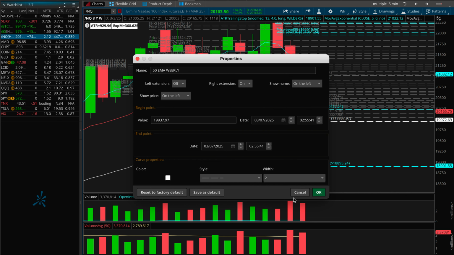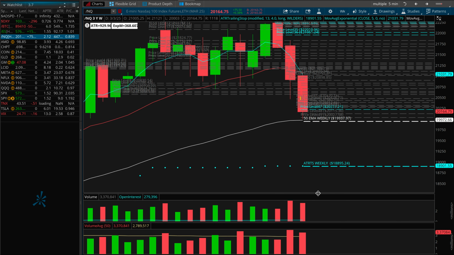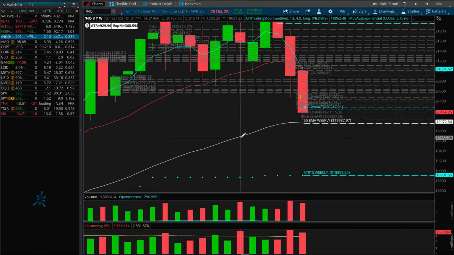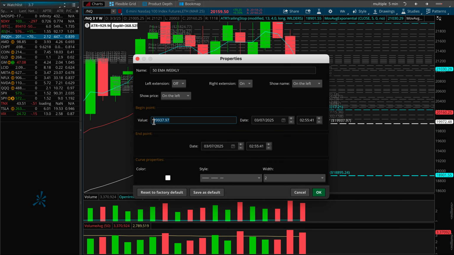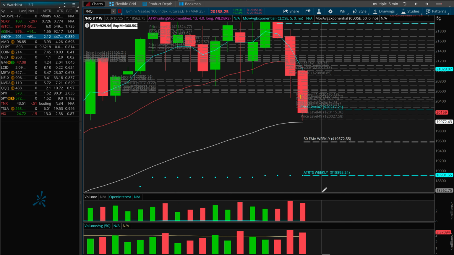I keep it white so that I know. I make my line a little bit thicker here so that I can pick it up easily when I'm moving from chart to chart. It will stand out for me. So let's go and get the right number, which is 19,972.55. Let's change that. 19,572.55. That is the correct number, and it should be right at that.